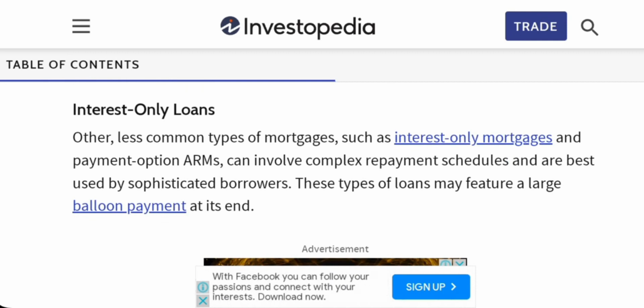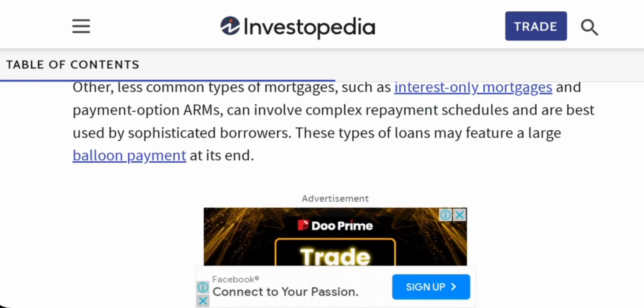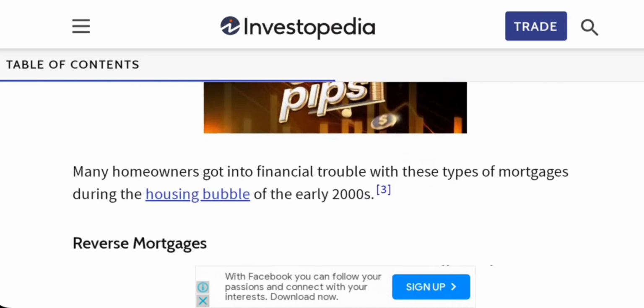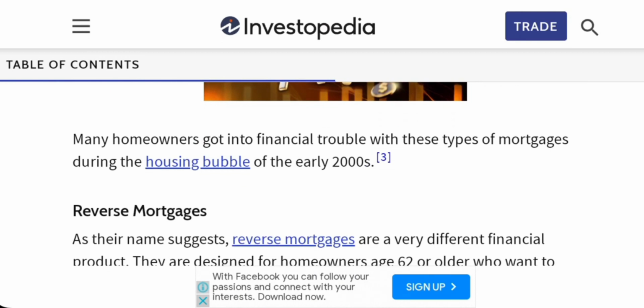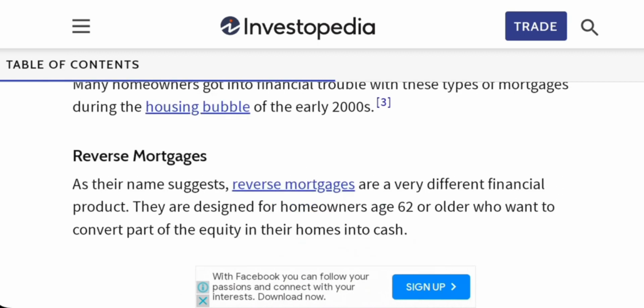Interest only loan. Other less common types of mortgages, such as interest only mortgages and payment option ARMs, can involve complex repayment schedules and are best used by sophisticated borrowers. This type of loan may feature a large balloon payment at its end. Many homeowners got into financial trouble with this type of mortgage during the housing bubble of the 2000s.